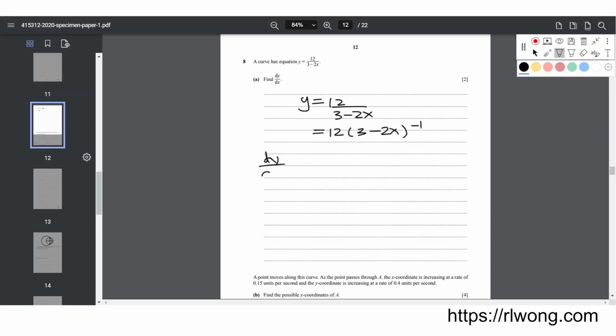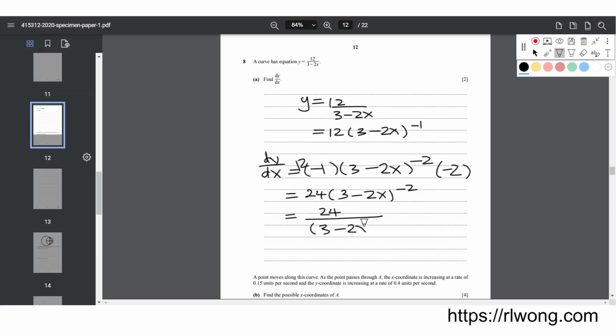To find dy/dx, I will first bring down the power. Then power minus 1. Then I'll multiply by the differentiation of 3 minus 2x. If I differentiate 3 minus 2x, I'll get minus 2. And don't forget your 12 here. So next, 12 times minus 1 times minus 2 is 24. So I have 24 (3 minus 2x) to the power of minus 2. So I can write it as 24 over (3 minus 2x) squared. Alright.